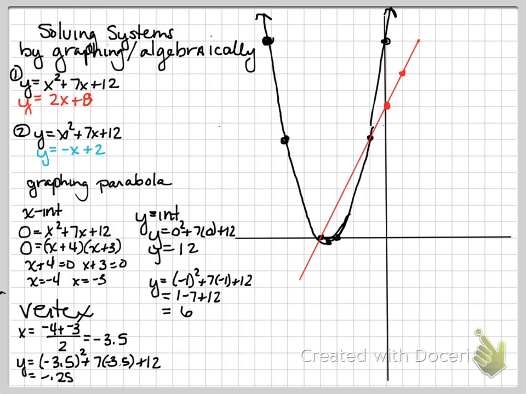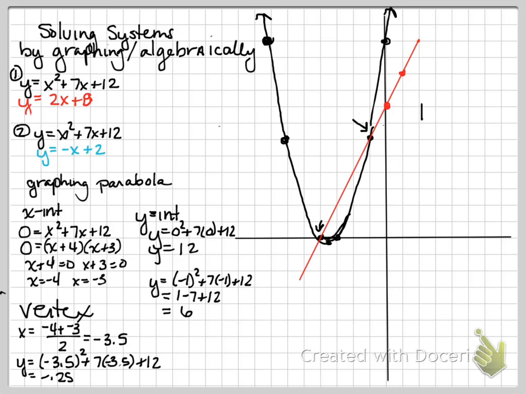Okay, and there's our line. Now if you look, we're looking again for the system. We're solving the system, so we're looking for points of intersection. Our points of intersection is where that line and that parabola intersect. So in this case, it's right here and right here.